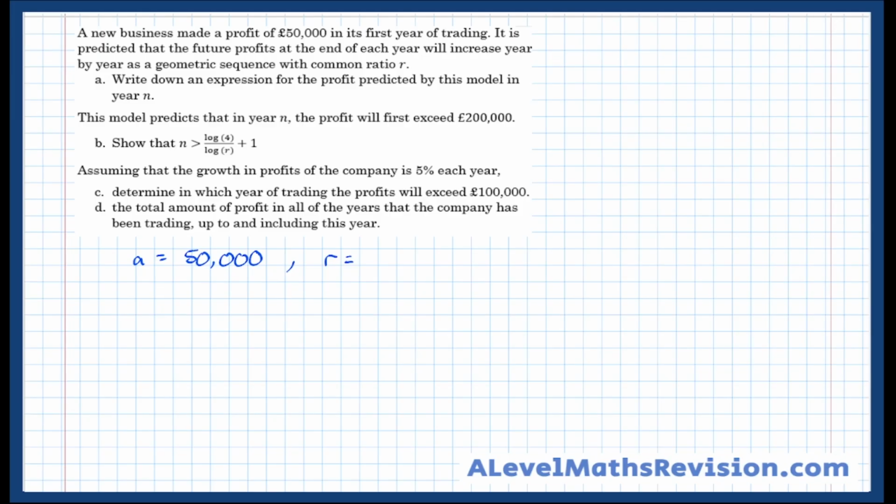So let's now read part A. It says, write down an expression for the profit predicted by this model in year n. Well, if we don't know R, then we're just going to have to use the letter R in the formula. So part A, let's write an expression for the profit. So any term of the sequence, the nth term, the profit in year n, is given by, and you need to remember this formula, A R to the n minus 1.